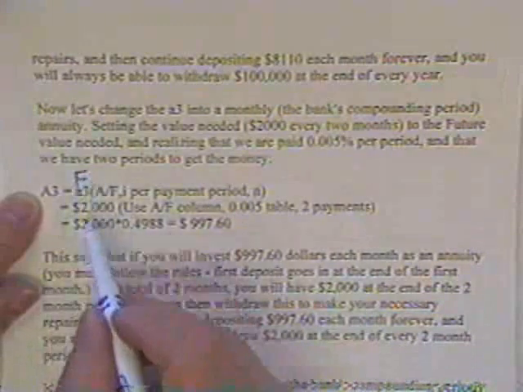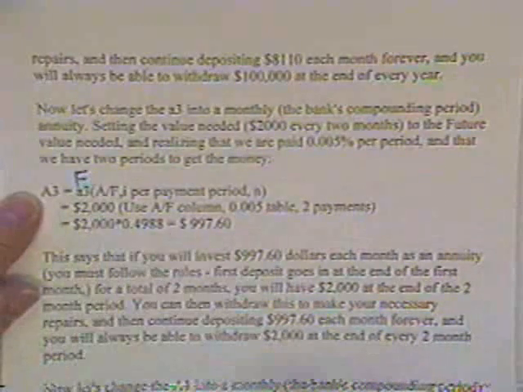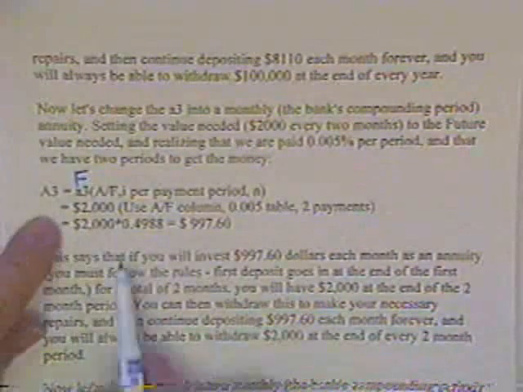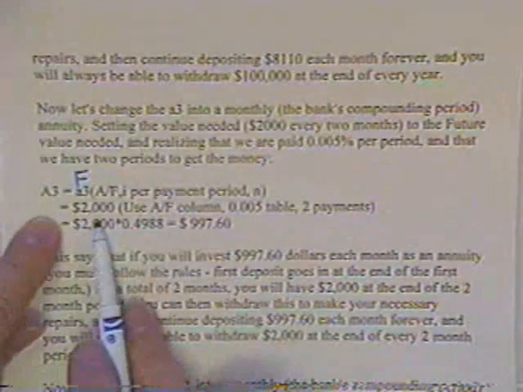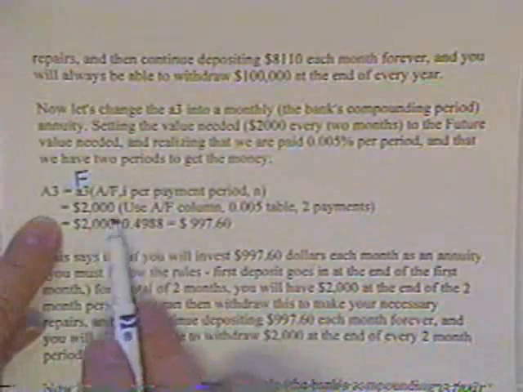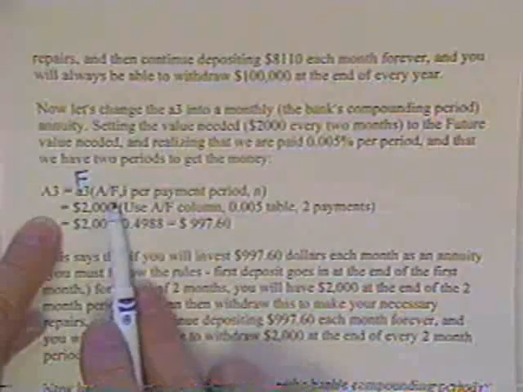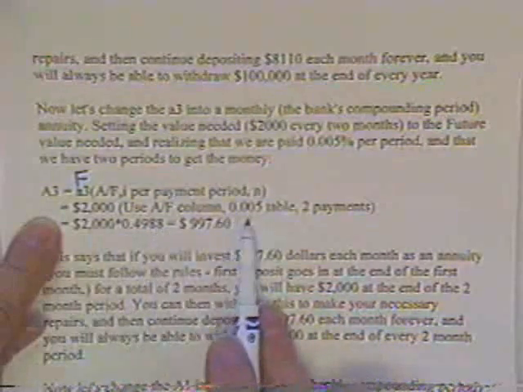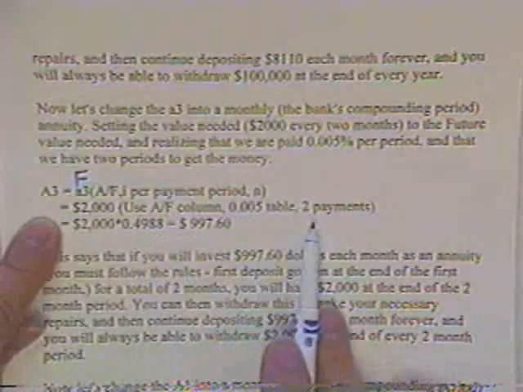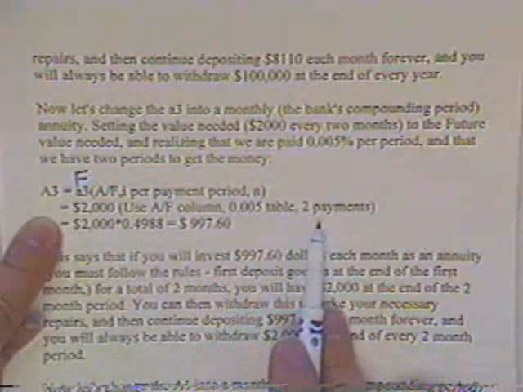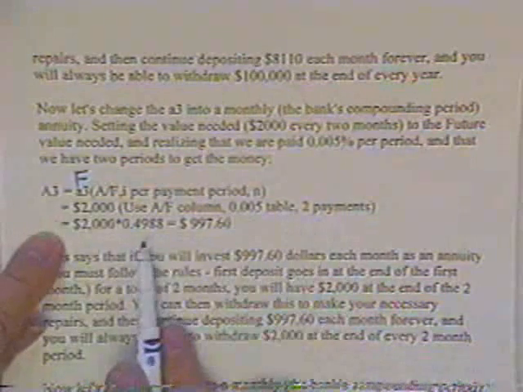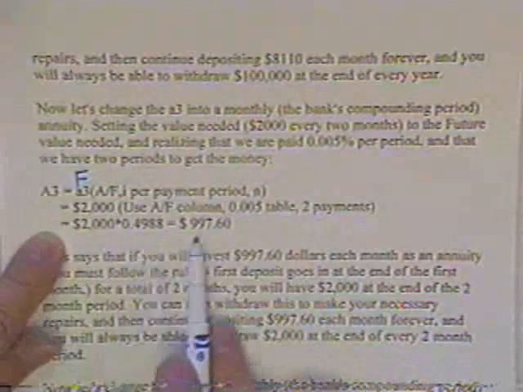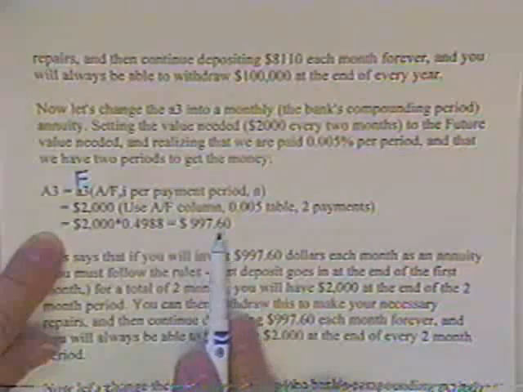And we do that by pretending that the A3 is a necessary future value. So this is in effect F times A over F. The $2,000 future value needed, when F over F cancels, I'm looking for A, so use the A over F column, use the half a percent table, give me two payments. Two payments would give you 0.4988 if you look in the tables. It means you have to give me $997.60.